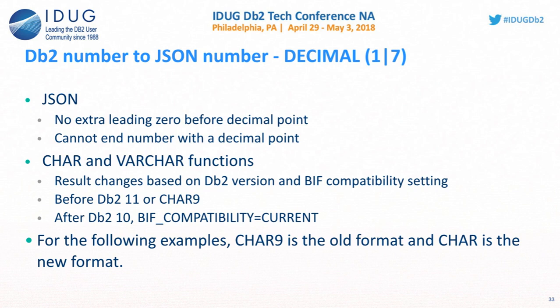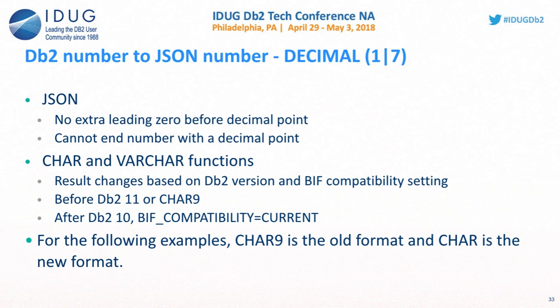The CHAR and the VARCHAR functions are also changing on z/OS. Okay? If you are before DB2 11, results changed on DB2 version of BIF compatibility. If you're before DB2 11 or you're using CHAR9, it's going to come out one way. If you are after DB2 10 and your BIF compatibility is set to current, you'll get a different way. And I'll show you, which is why I came up with 7 slides on this.